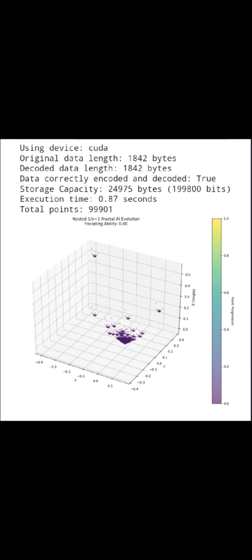So imagine you're trying to find a single grain of sand on a beach. That's what it's like for a classical computer to search through massive data sets. It's looking for that one grain of sand. But a quantum computer can use something called superposition to essentially look at every grain of sand simultaneously.